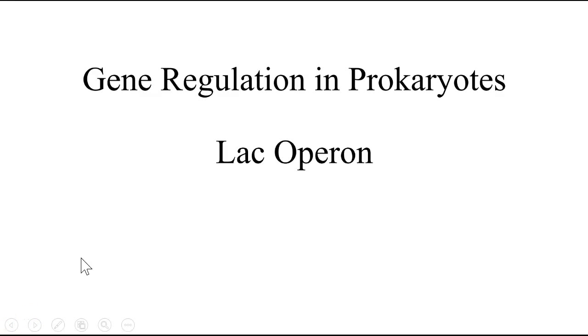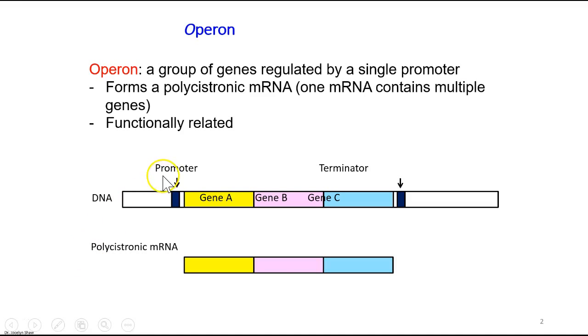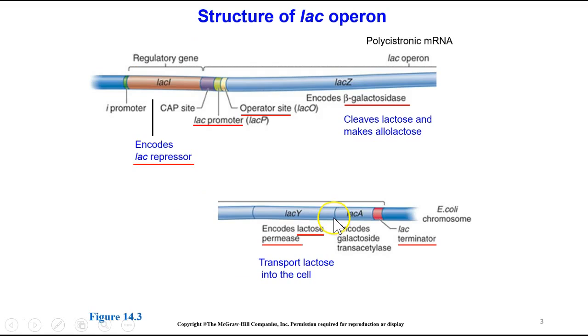Alright, so today we're going to talk about the lac operon. Recall that an operon is a group of genes that's regulated by a single promoter and single terminator. The resulting mRNA would be a single mRNA, which would be further translated into different proteins. For the lac operon, there's a lac promoter and a lac terminator.